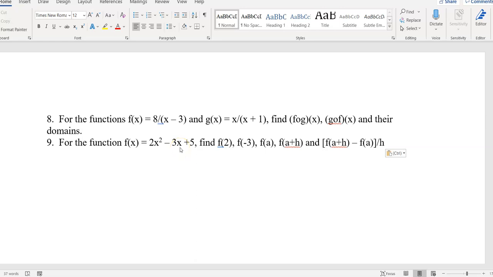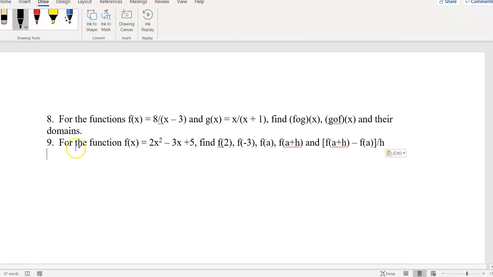Okay, so let's look at numbers 8 and 9 on this video. Hopefully we'll get to both of them. All right, so I'm going to turn on my draw feature. For number 8, we're going to find f composed with g, g composed with f, and the domains of those functions. And we have fractions. So let's go ahead then.